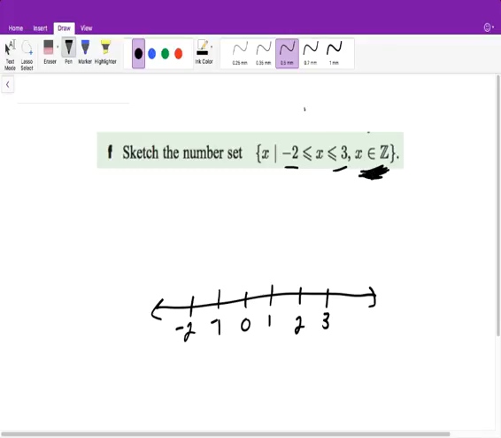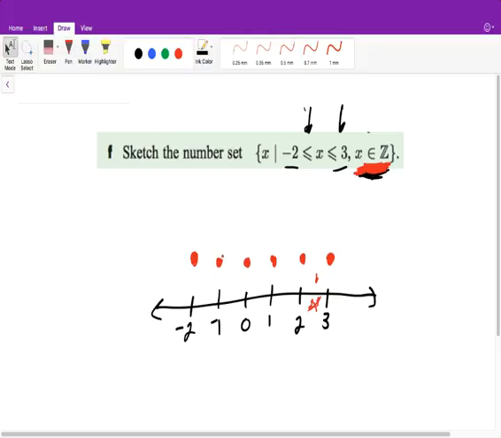So x, and this tells us it's equal to -2 and it's equal to 3. So since it's equal to it, we will put a colored in circle and a colored in circle. Right? This is important. Since it's an integer, that means the only solutions are integers. So this here would represent 2.5. Well, that's not an integer, so that can't be a solution. So we need to put the solutions at all of our integers. So it's all of these numbers in between.